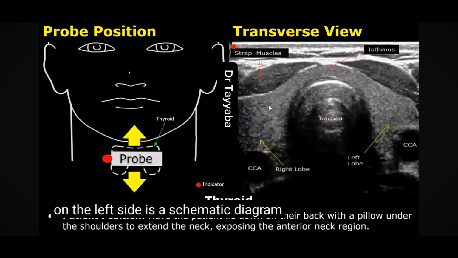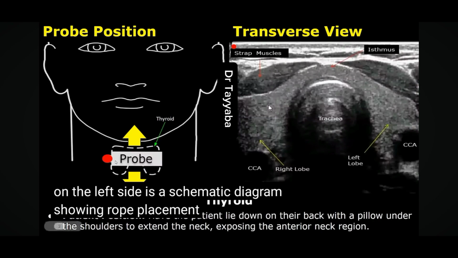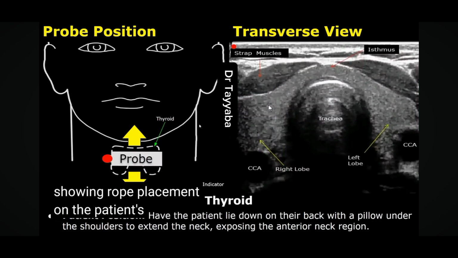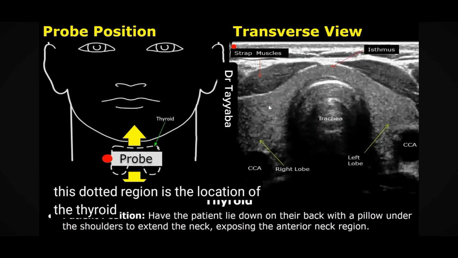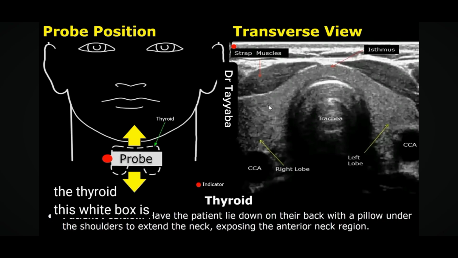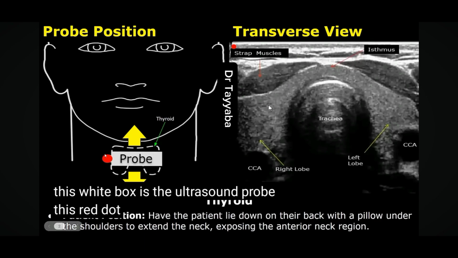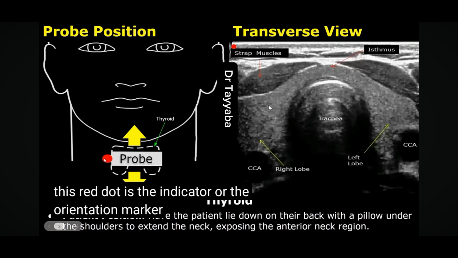On the left side is a schematic diagram showing probe placement on the patient's neck. This dotted region is the location of the thyroid. This white box is the ultrasound probe and this red dot is the indicator or the orientation marker.